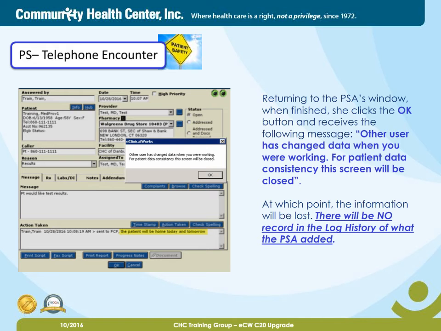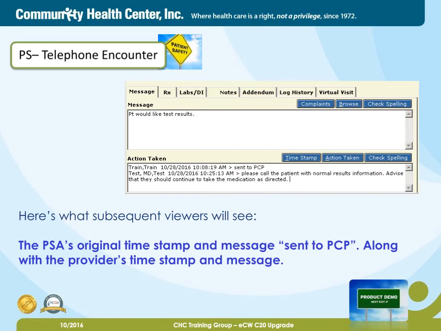Returning to the PSA's window, when finished, she clicks the OK button and receives the following message. Other user has changed data when you were working. For patient data consistency, this screen will be closed. At which point, the information will be lost. There will be no record in the log history of what the PSA added. Here's what subsequent viewers will see: the PSA's original timestamp and the message sent to PCP, along with the provider's timestamp and message.